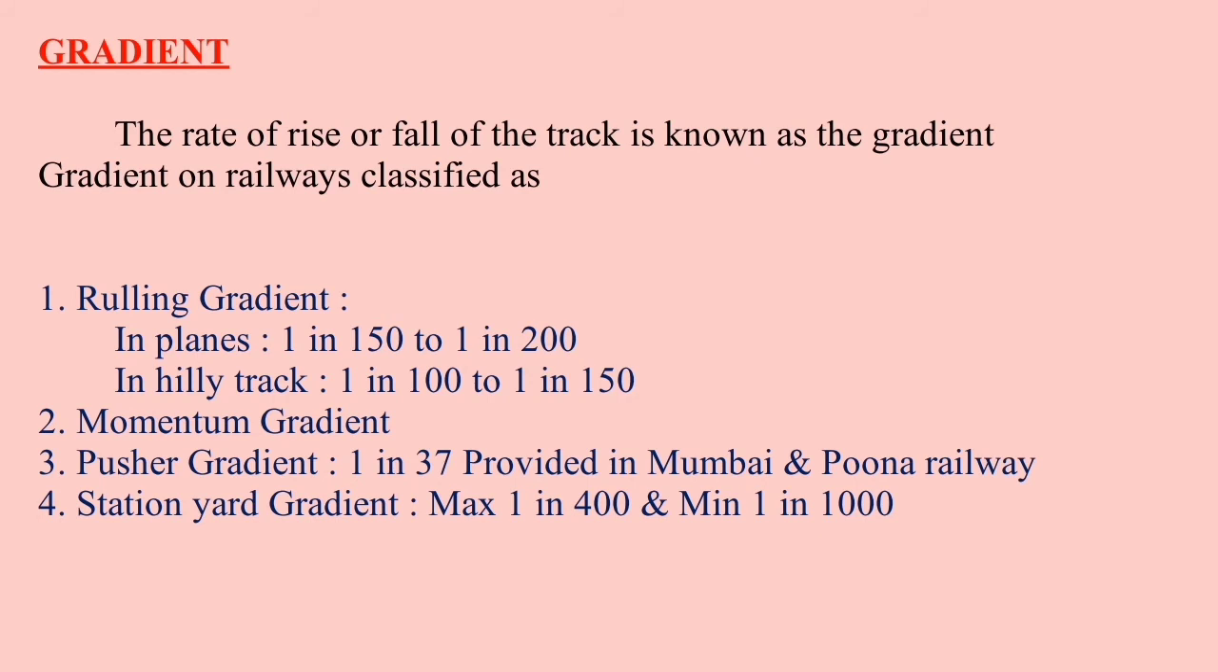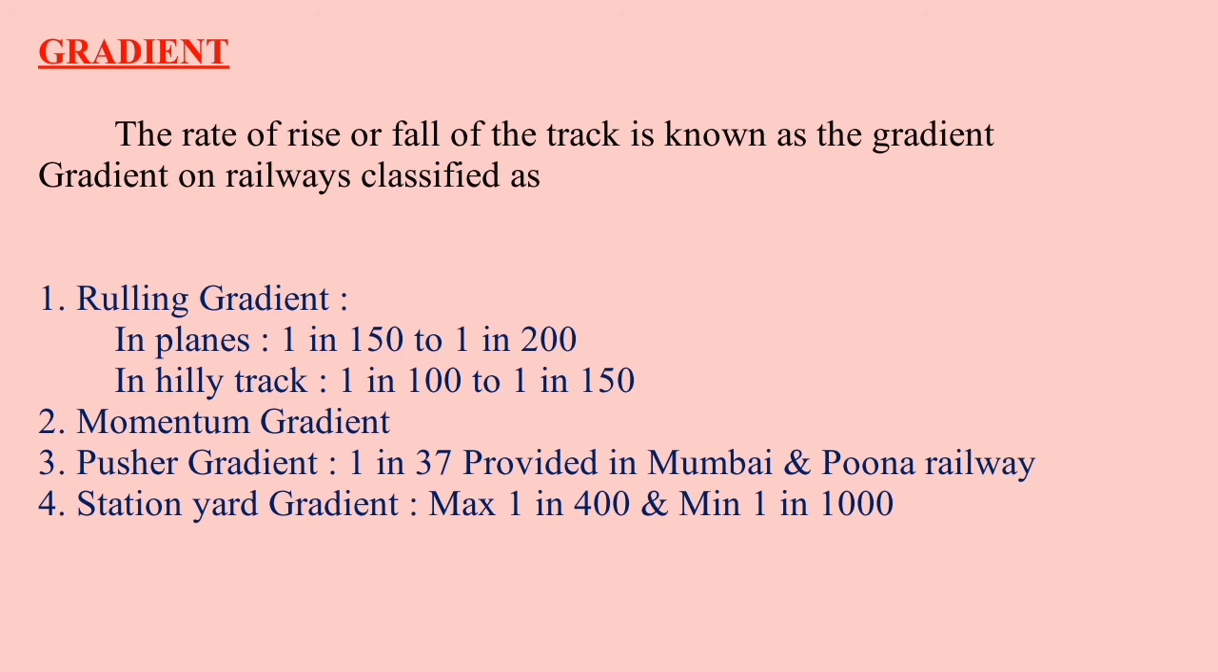What is a rolling gradient? The maximum gradient to which a railway track may be laid in a particular section is known as a rolling gradient. On curves, the gradients are reduced to avoid the extra resistance. This reduction in gradient is known as grade compensation on curves. In India, the rolling gradients provided in plains are 1 in 150 to 1 in 200. In hilly tracks, it is 1 in 100 to 1 in 150.